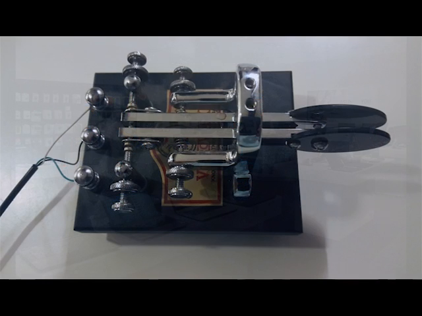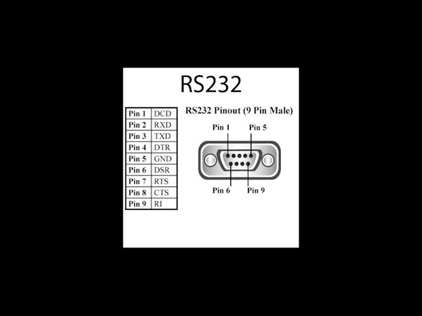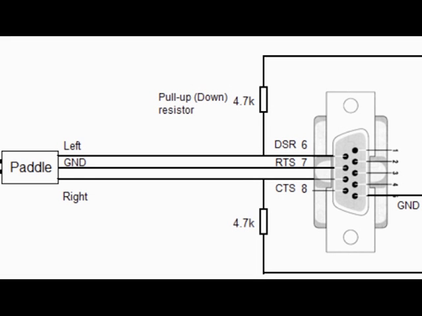In order to connect the CW key to the USB cable, you will need a breakout box also available in the computer store. The box usually shows the RS-232 signals, but if not, you should use this pinout description. If you have a paddle, connect the left paddle to pin 6, and the right paddle to pin 8. Then connect the ground to pin 7.